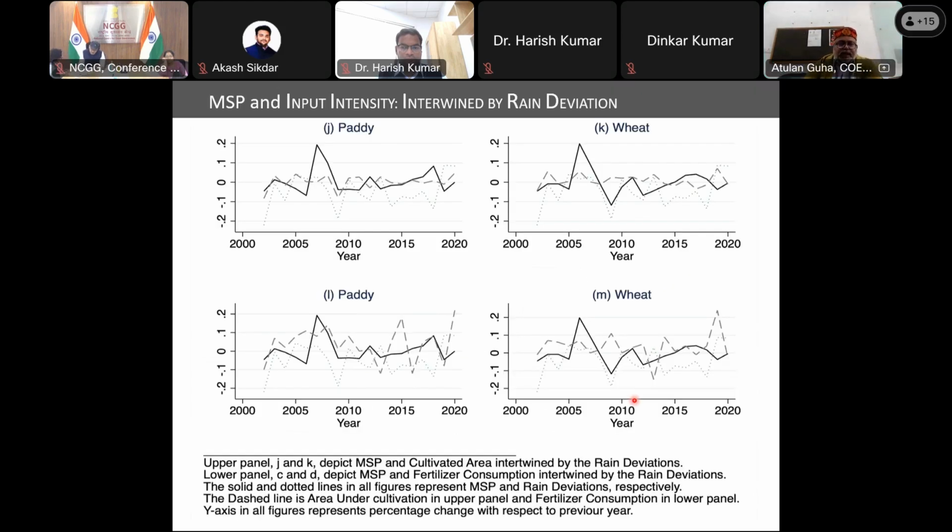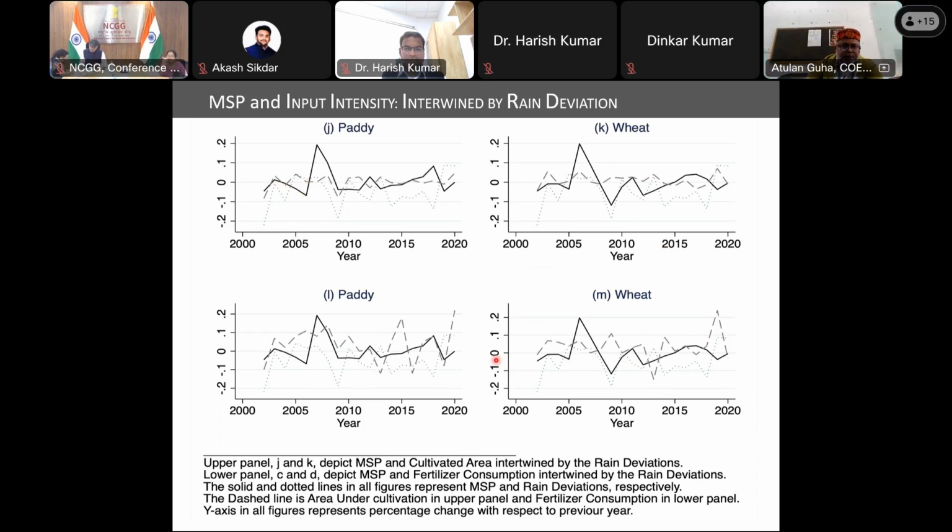Now the question is how MSP influences the yield, because MSP indicates what the return will be and how assured that return is. When the government guarantees MSP, that gives some degree of assurity. From that assured return, the farmer makes input choices and uses fertilizers, and that influences the yield. We can see that MSP and input intensity have a substantial correlation for all the crops.